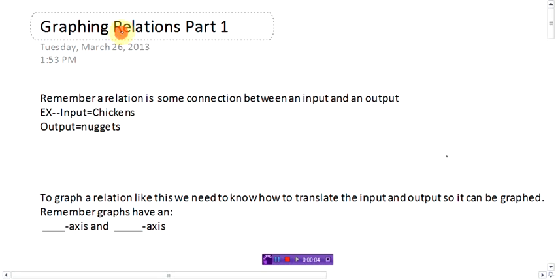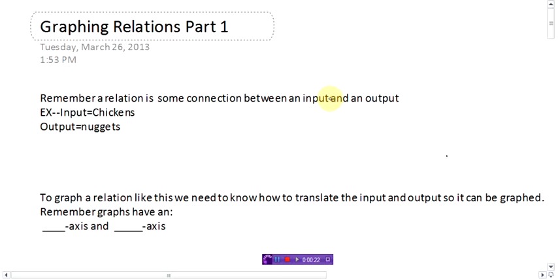Okay, so last day we looked at relations, and now we take a look at how to graph these relations, in the beginning of a two-part series. Today's part one. Let's remember what a relation is. A relation is some connection between an input and an output.